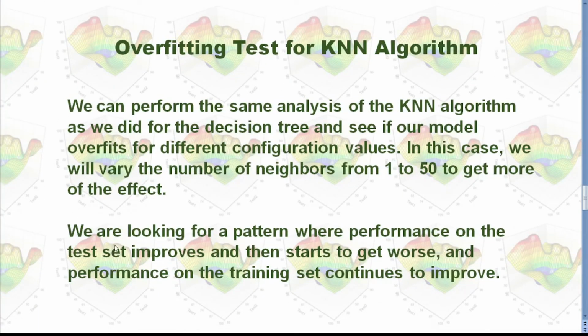Then, how can we do an overfitting test for the KNN algorithm? We can use different configuration values to build our model. For example, we can use the number of neighbors from 1 to 50. And we are looking for a pattern where performance on the test set improves and then starts to get worse, while the performance on the training set continues to improve. Now, let's go to Python and see how it works.